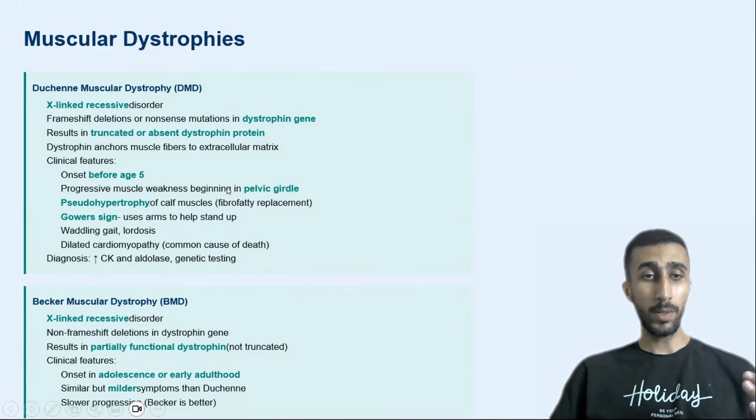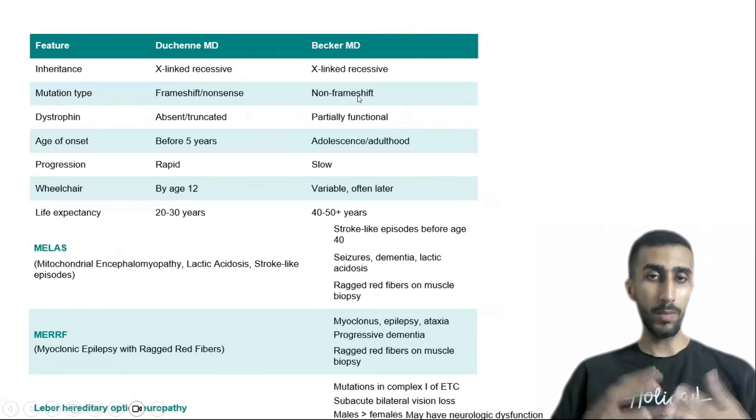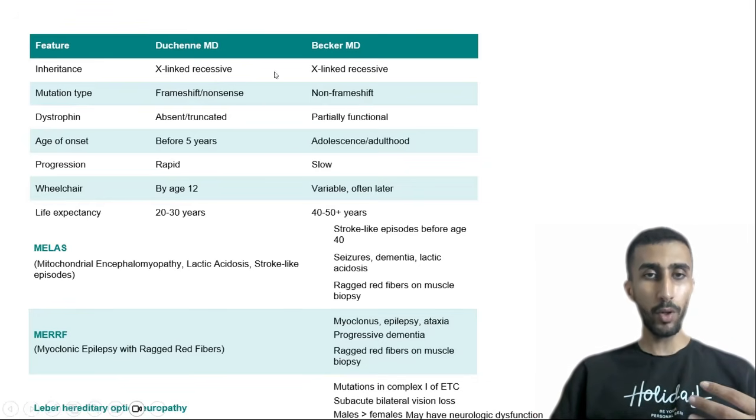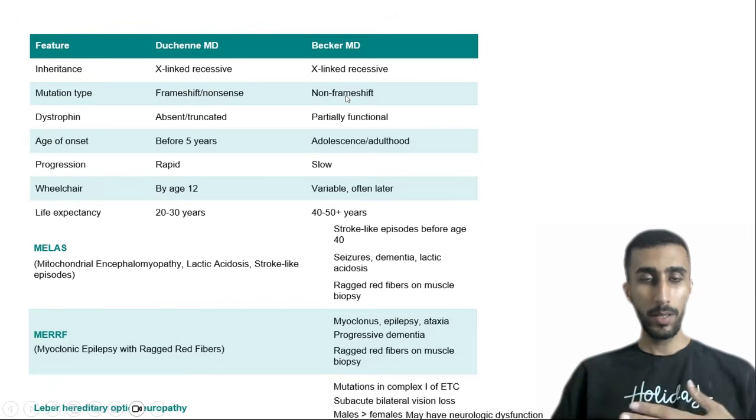This is for Duchenne muscular dystrophy. Becker muscular dystrophy is also X-linked recessive. This is a non-frameshift mutation, so it is much milder. This doesn't involve the loss of codons not divisible by 3, so it is not going to have catastrophic events like Duchenne. This is a partially functioning dystrophin.